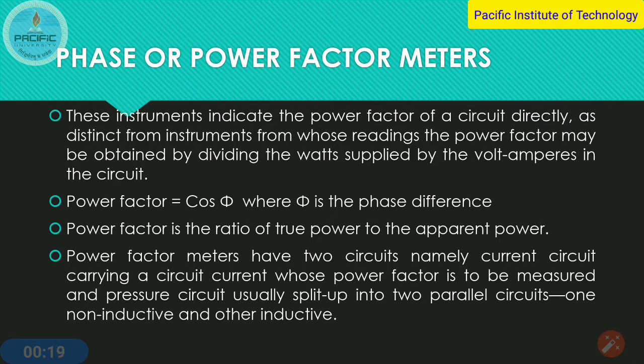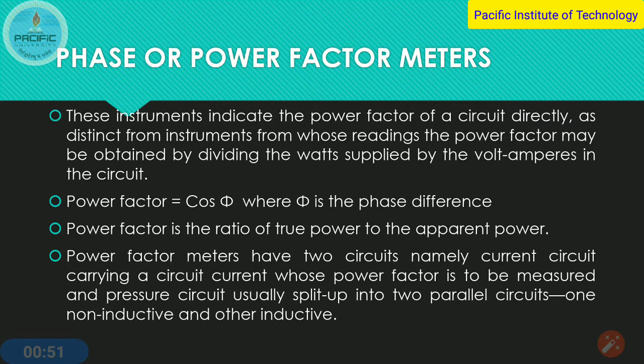Now, what is power factor? There are many circuits which measure the power factor. The power factor is nothing but the ratio of true power to the apparent power, and it is also denoted by cos of phi. We can obtain the power factor by dividing the watts supplied by the volt-amperes in the circuit. But many times it is necessary to find the power factor without doing much calculation.